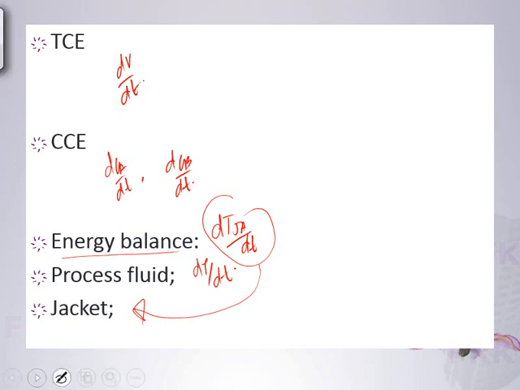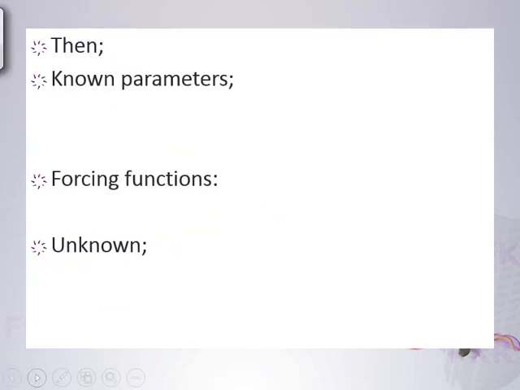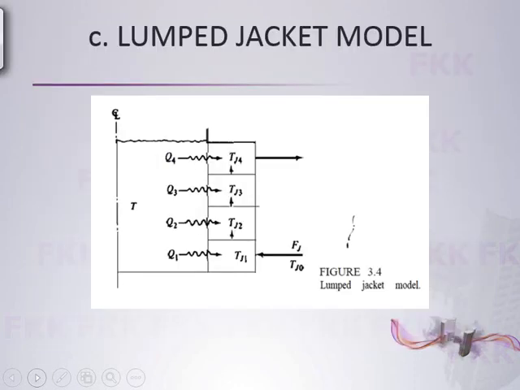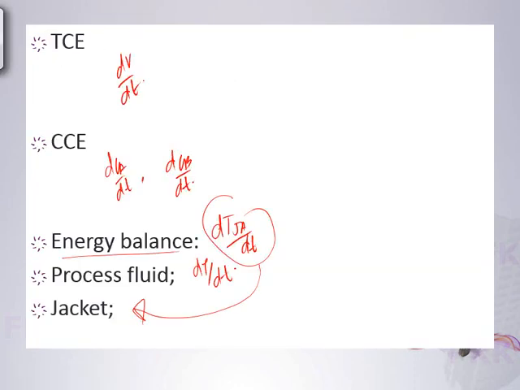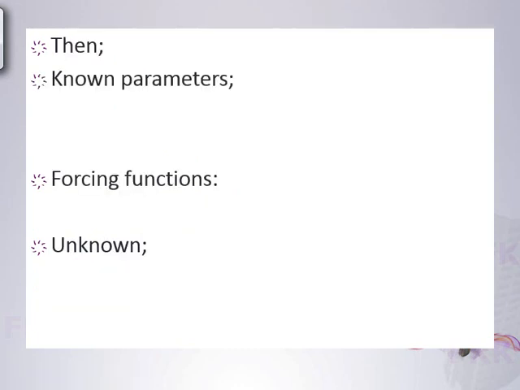Next one. Okay, this is just like what we said just now. The known parameter, the forcing function, and so on and so forth. You can get it from your textbook. That is required when you want to solve this equation. Which one is known? Like your volume of your jacket is constant, that is a known parameter. And your CP, your rho, it won't change.